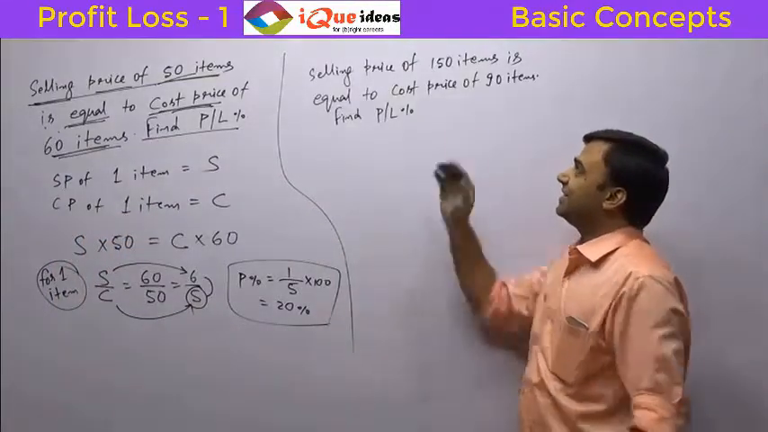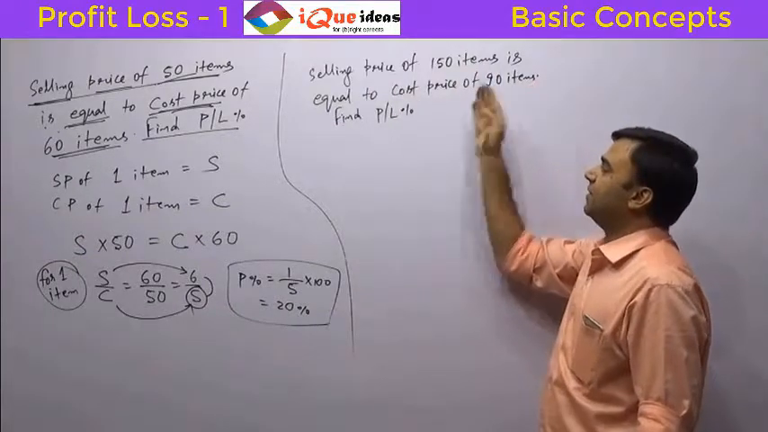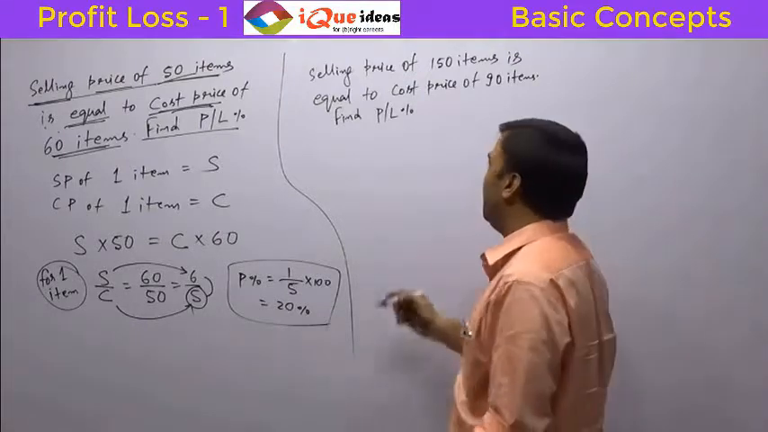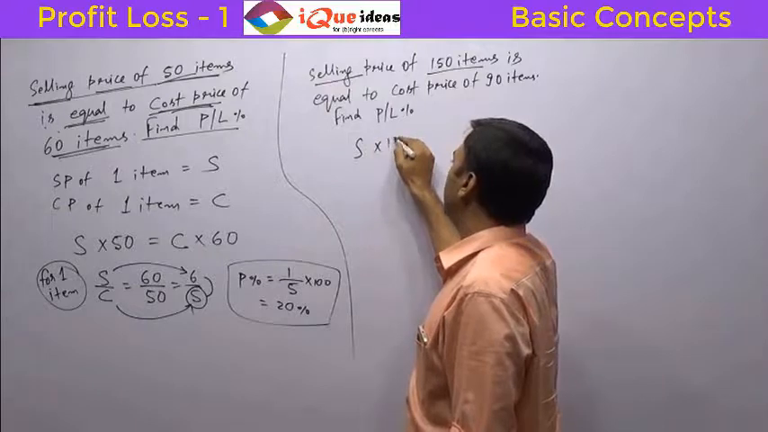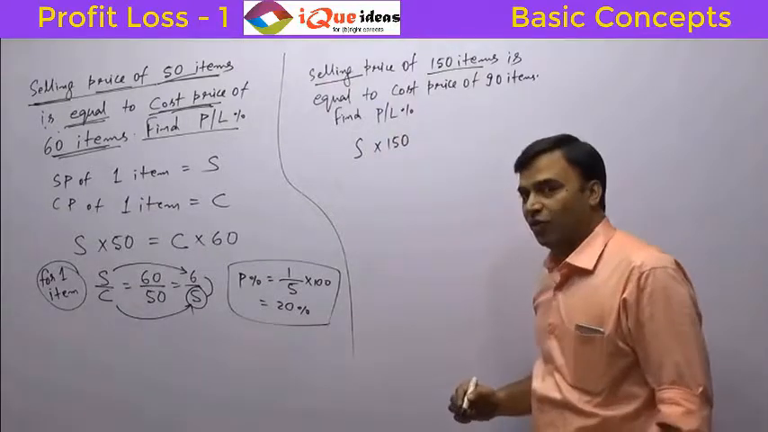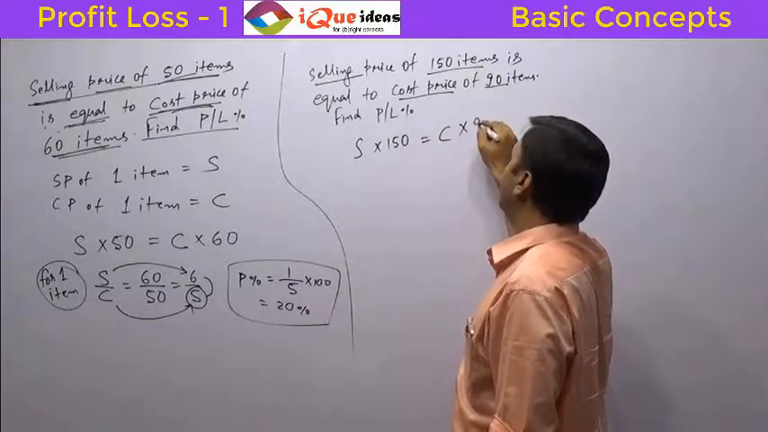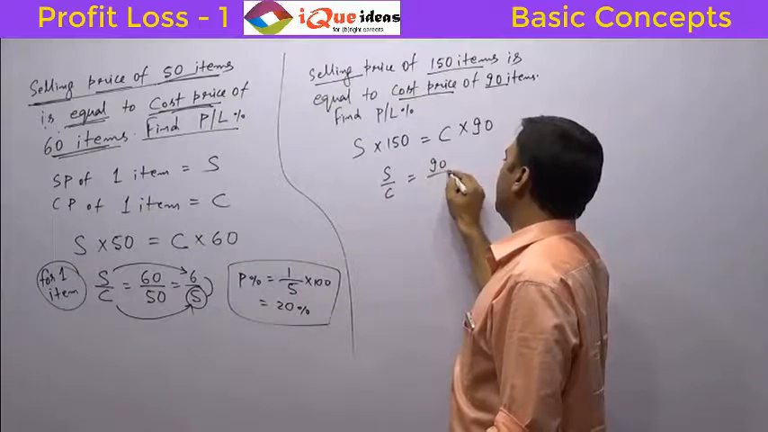In this it says selling price of 150 items is equal to cost price of 90 items. Find profit or loss percentage. So I'm sure you can see that you can directly start from this step. Let's assume that the selling price is S for one item. So S into 150 is the total selling value. Should be equal to, let's say the cost price of one item is C, multiplied by 90. So we get S by C equal to 90 divided by 150.